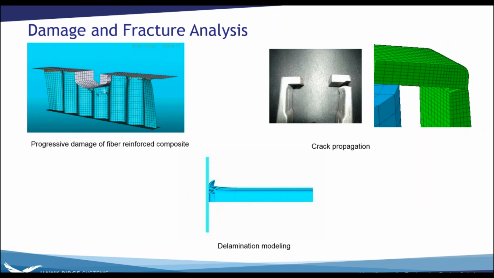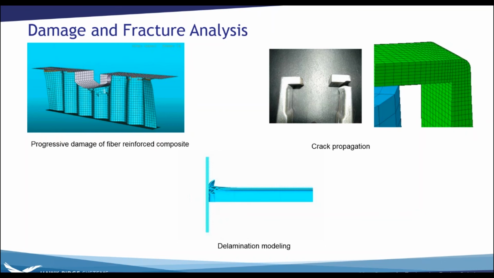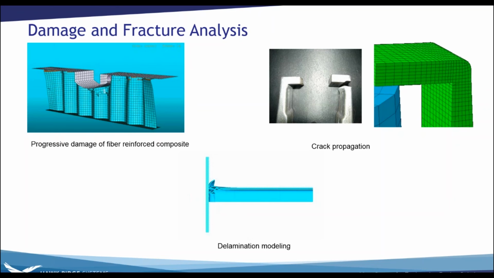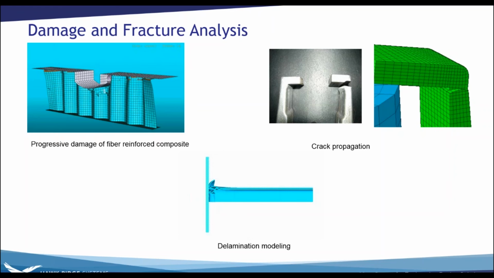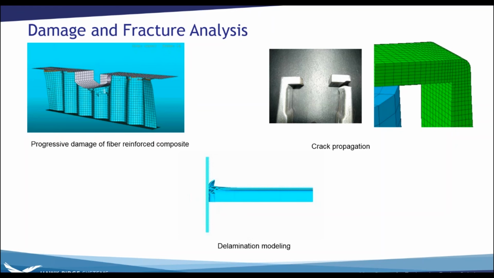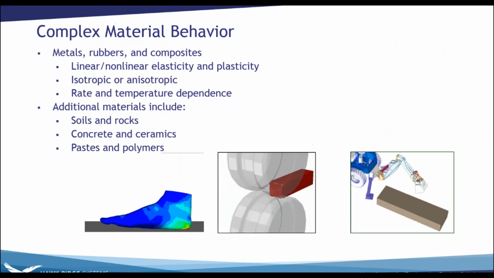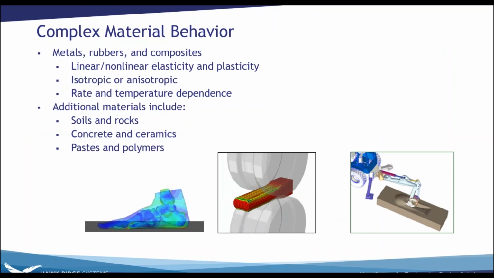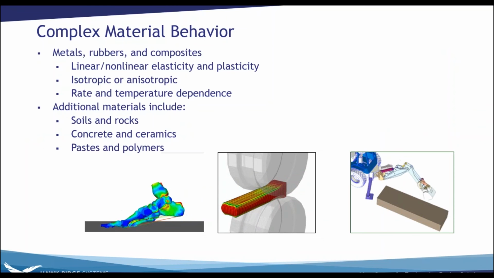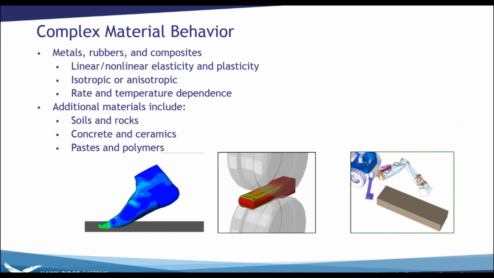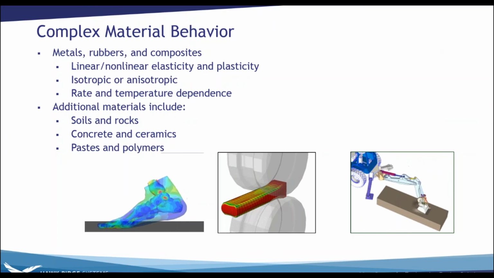Now, I mentioned the complex material behavior. It has a lot of built-in things for metals, rubbers, and composites to handle linear and nonlinear behavior, elasticity, and plasticity, certainly isotropic and anisotropic, rate and temperature dependence, but it also includes additional materials and models like soils and rocks, concrete and ceramics, paste and polymers, human body tissue. This allows you to make your simulations more realistic to the world around you instead of just thinking about, you know, metal and aluminum and how those things work together.